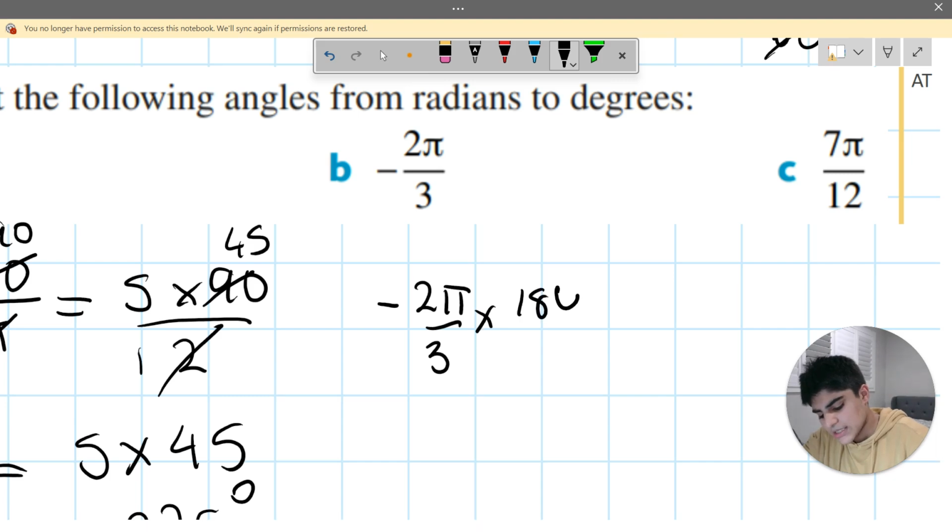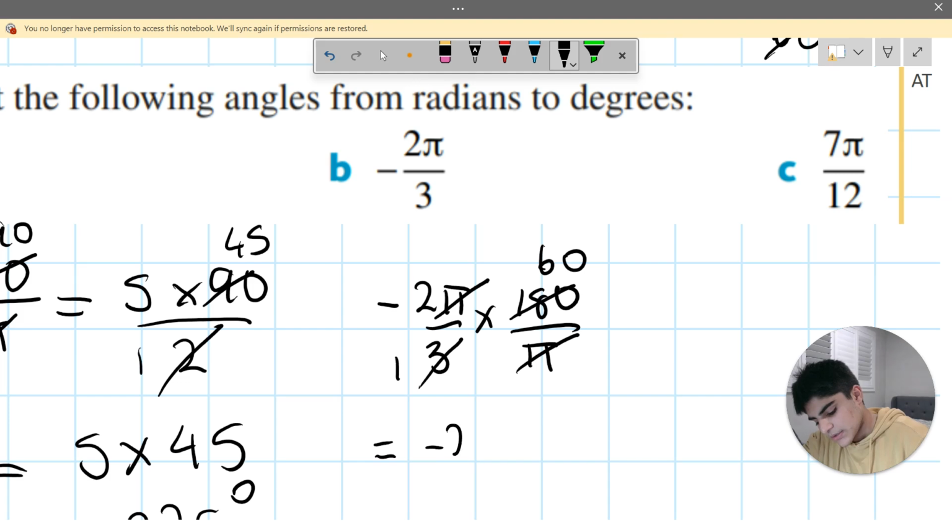times 180 over pi. Let's cancel pi. Divide by 3 here. 1, 60. This equals negative 2 times 60. This equals negative 120 degrees.